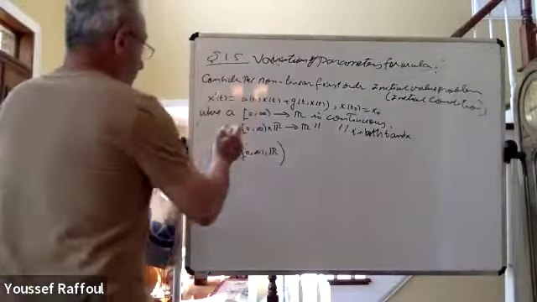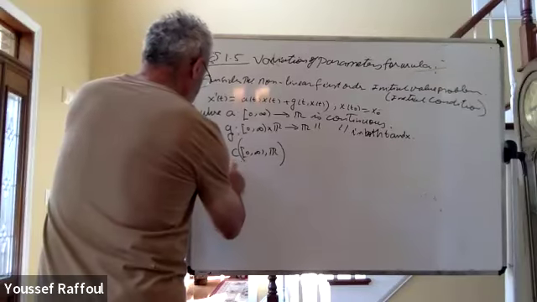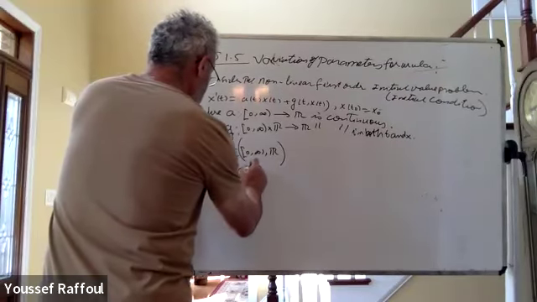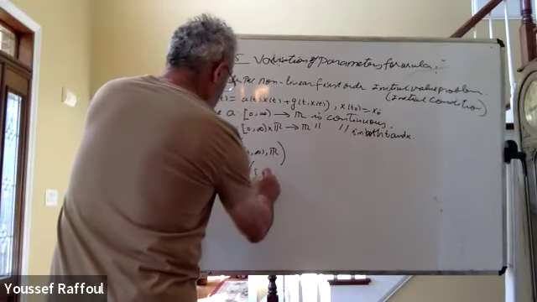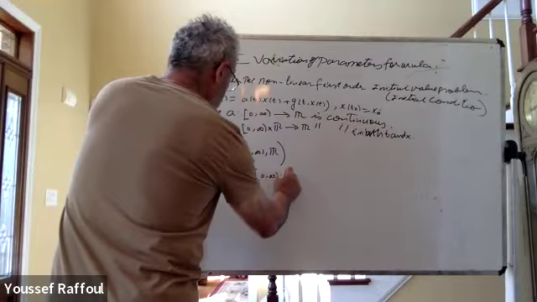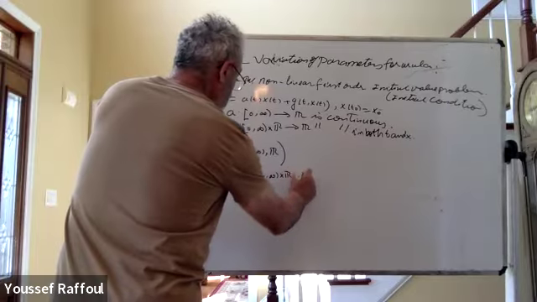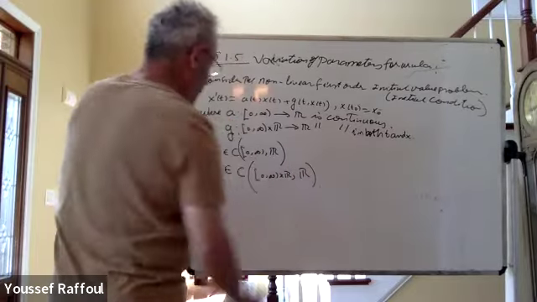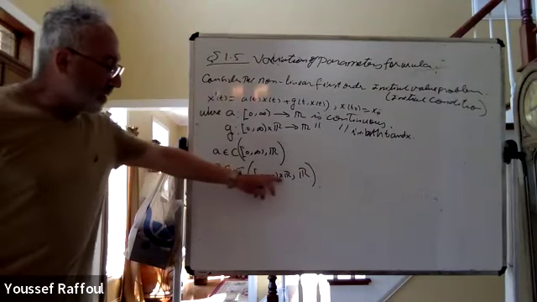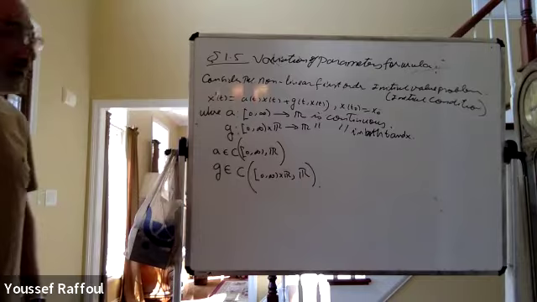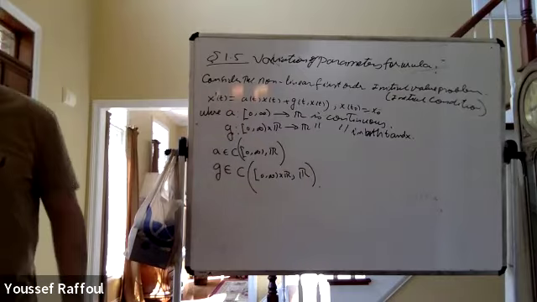All right. And again, I can write g as g belongs to C of 0 to infinity cross R, like that. So that means g is continuous from 0 to infinity cross R into R. So this is the same notation here.